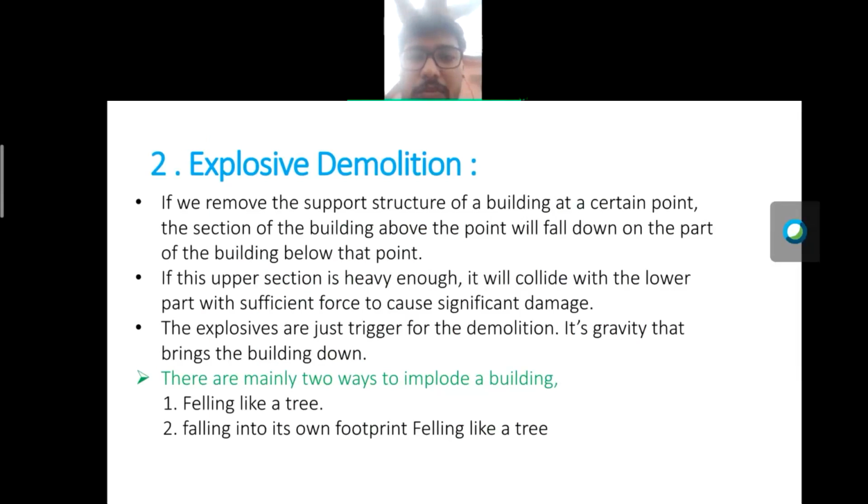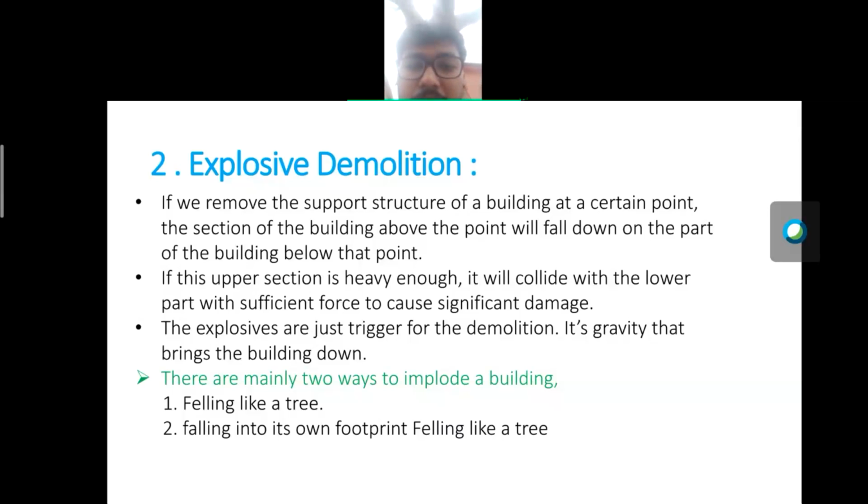If you remove the support structure of a building at a certain point, the section of the building above the point will fall down on the part of the building below that point. If this upper section is heavy enough, it will collide with the lower part with sufficient force to cause significant damage. The explosives are just a trigger for the demolition. It is gravity that brings the building down.